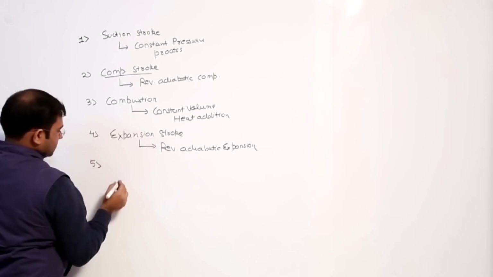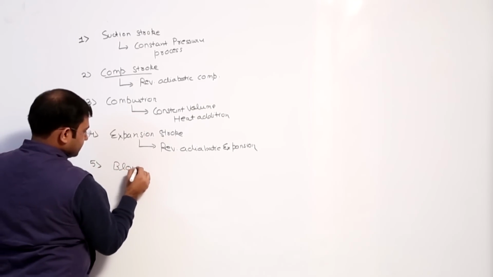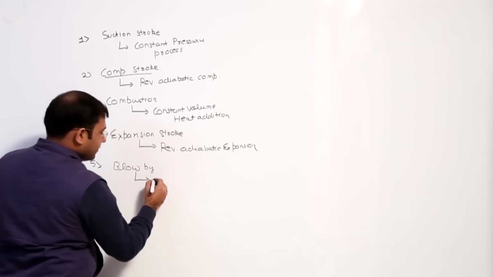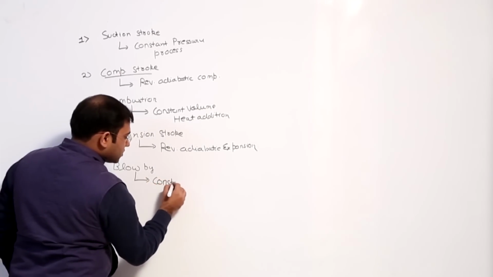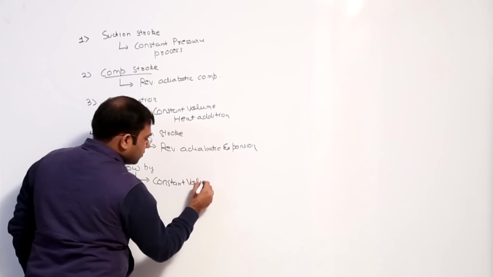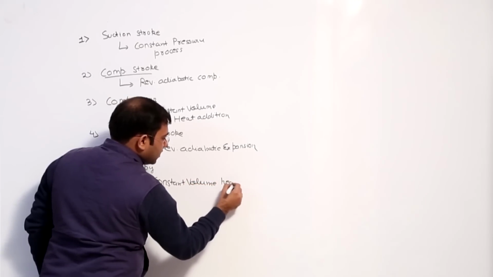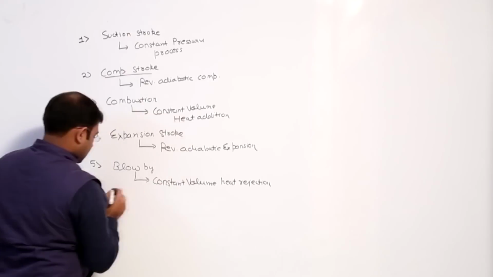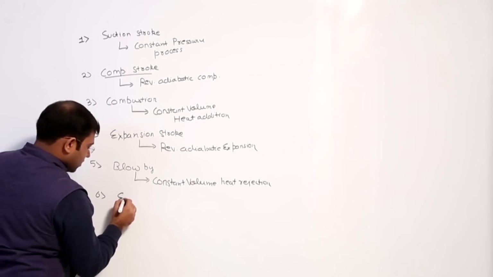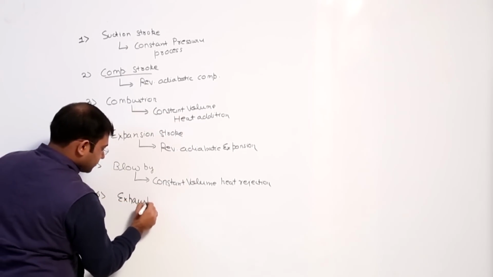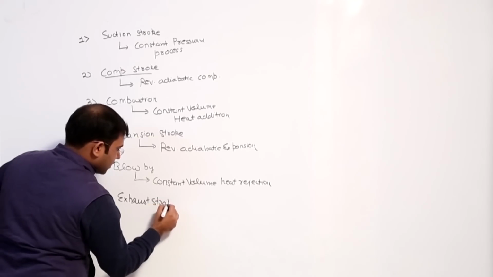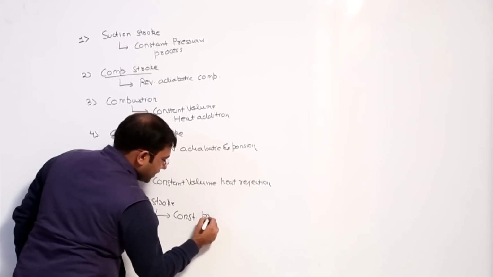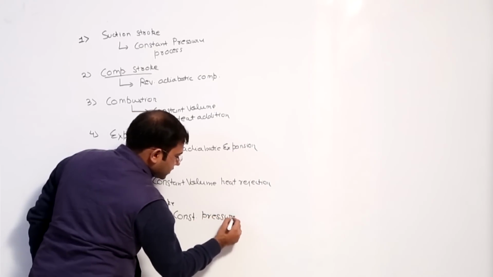The fifth one is blowby. And again it is an instantaneous process, so it can be considered as constant volume heat rejection. And the sixth, exhaust. It can be considered as a constant pressure process.